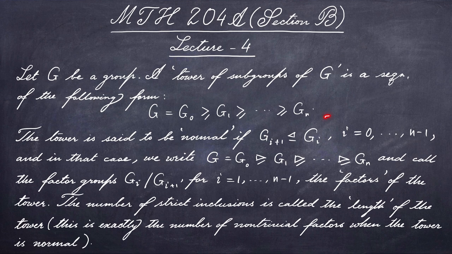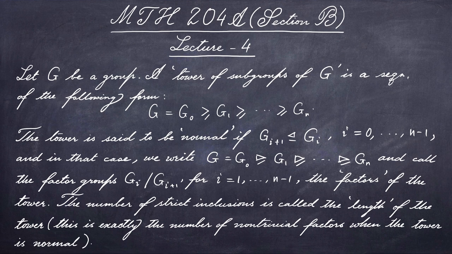Okay. So given a tower of subgroups of G, we say the tower is normal if each G_{i+1} is a normal subgroup of G_i for every i from 0 to n minus 1. So each term, from the second term onwards, will be a normal subgroup of its predecessor. Please note that we do not insist that each G_i has to be a normal subgroup of G. The only thing we insist is that each G_{i+1} has to be a normal subgroup of G_i.